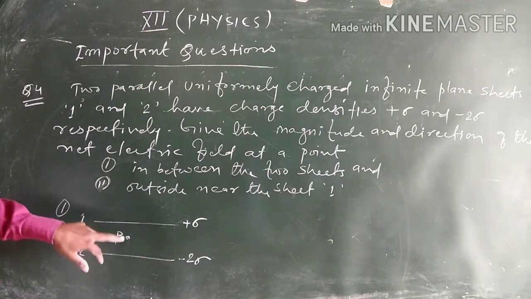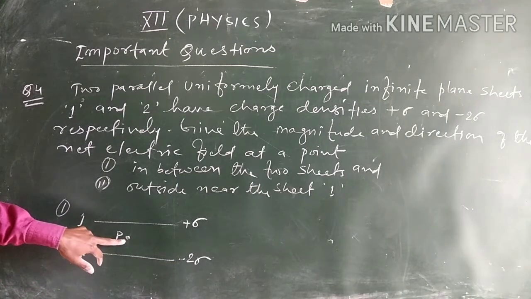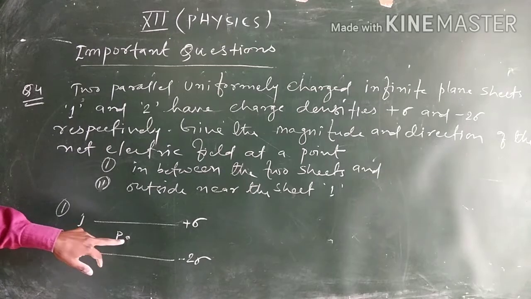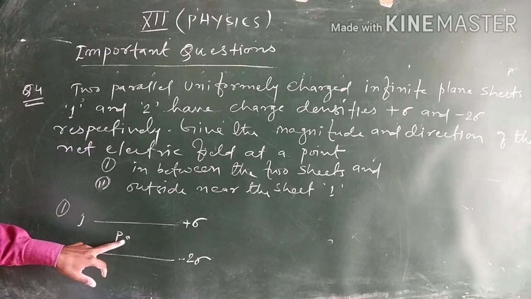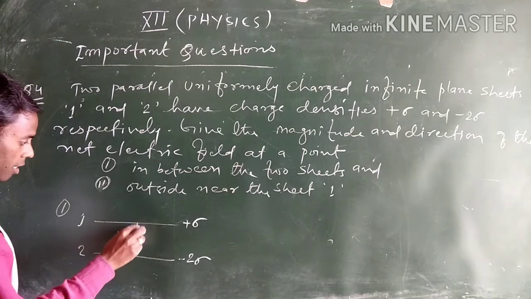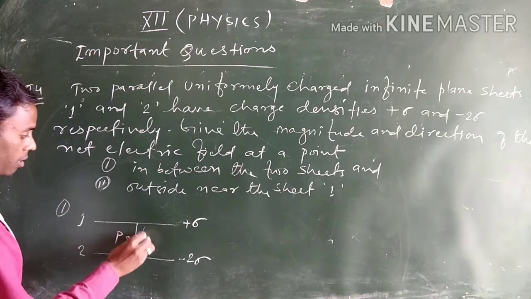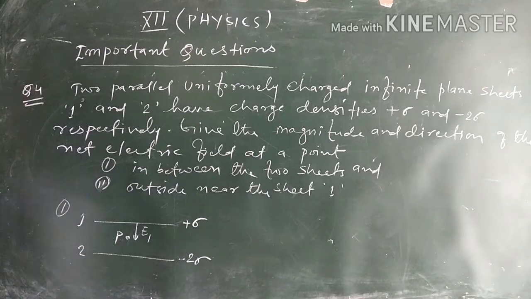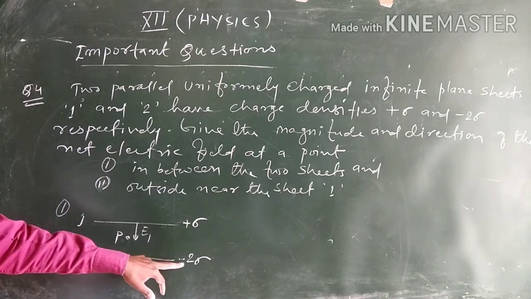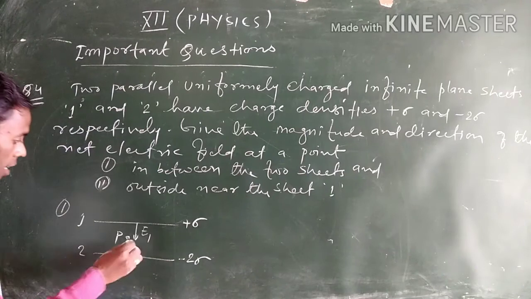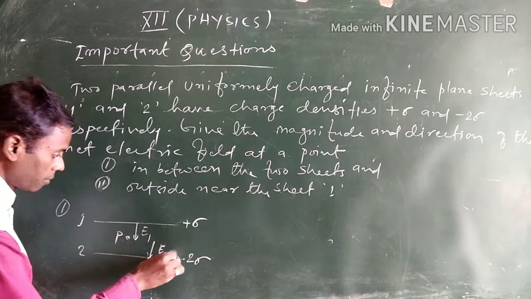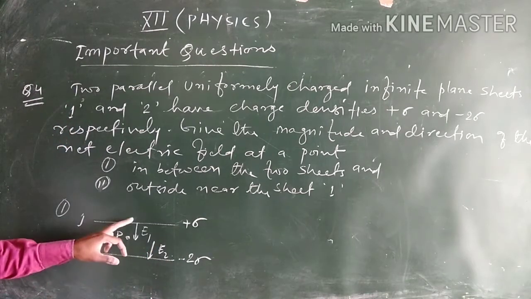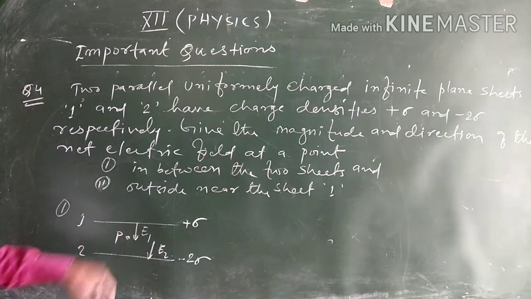That means we are going to find the electric field at point P, between these two plates. Due to this one, the direction of the electric field will be this side. That is, suppose, E1. Okay, there is negative charge density, so the direction of this one will be like this. That is E2. Both directions of the electric field are the same.